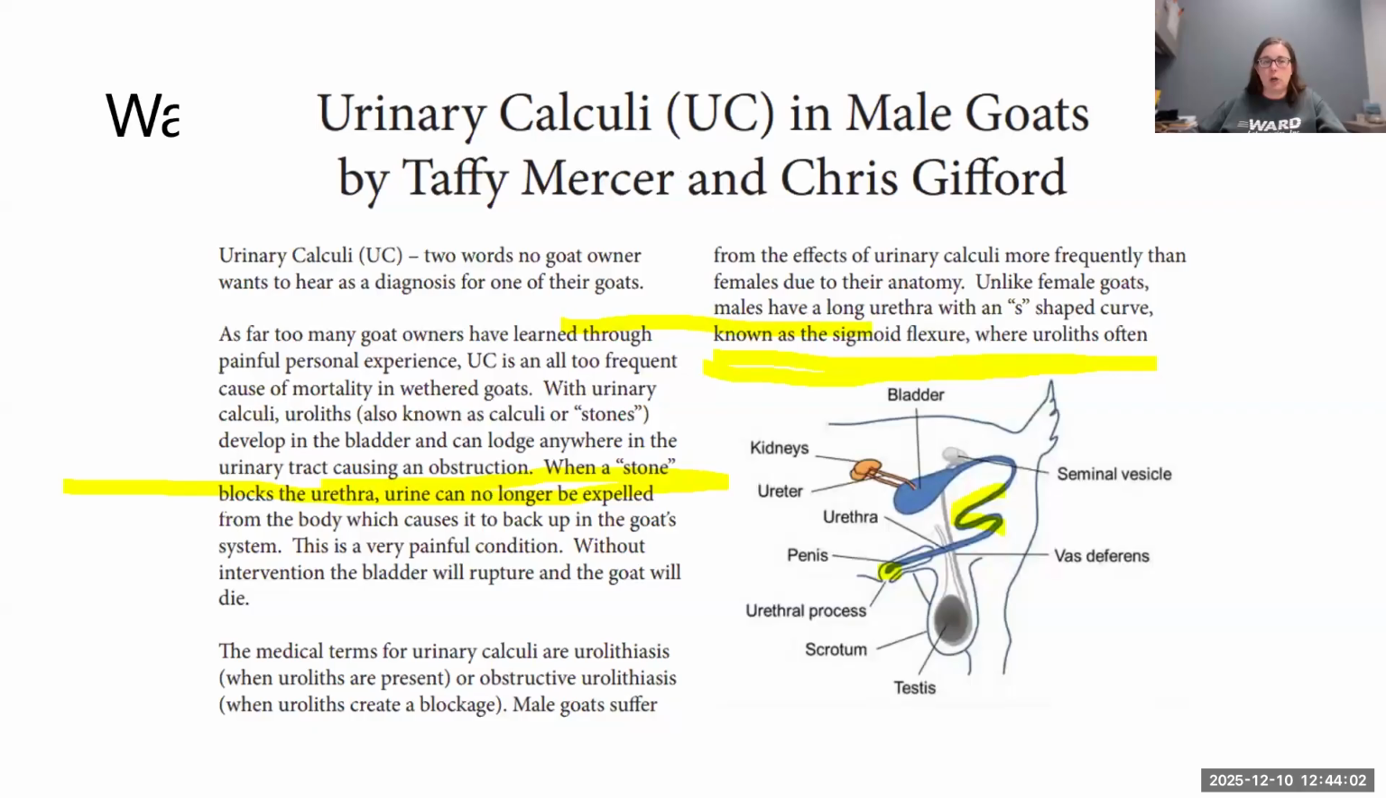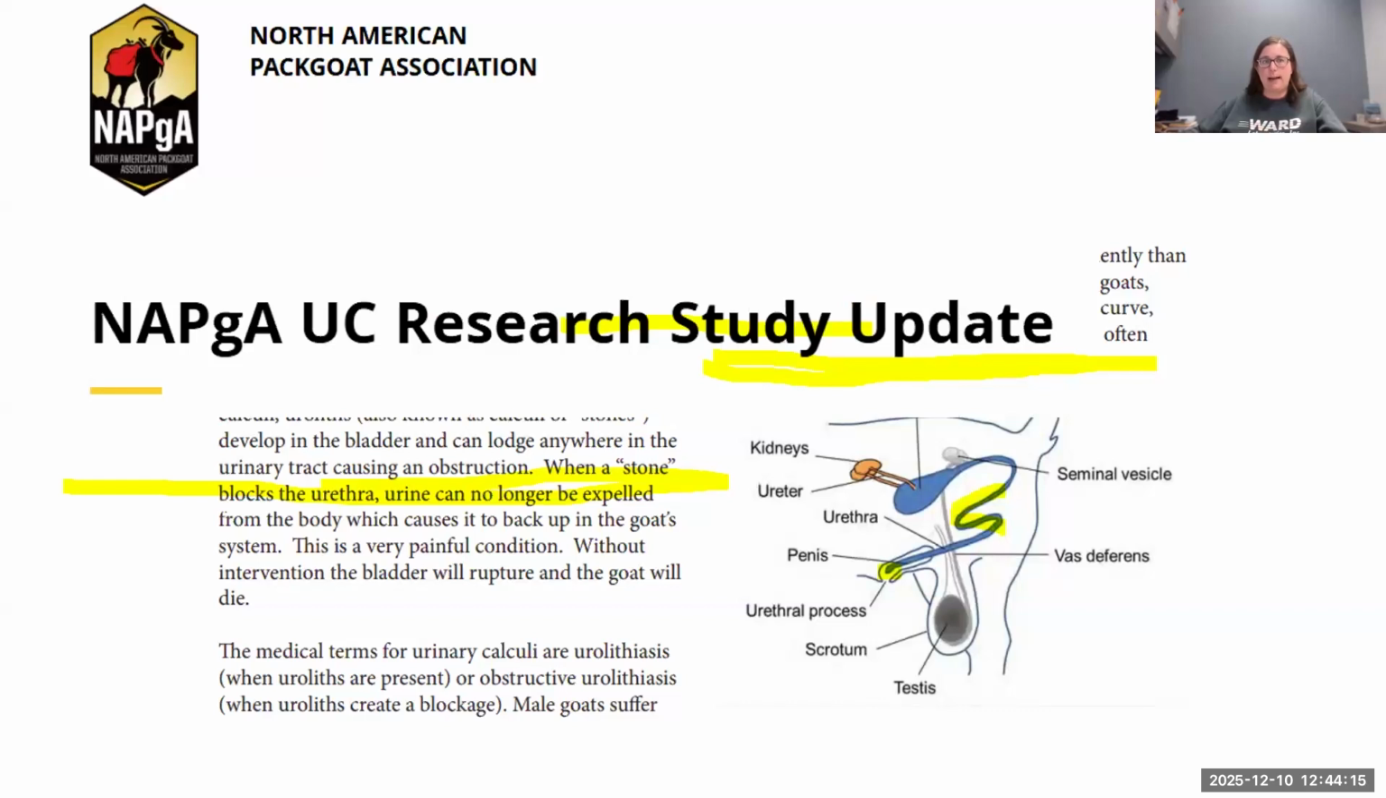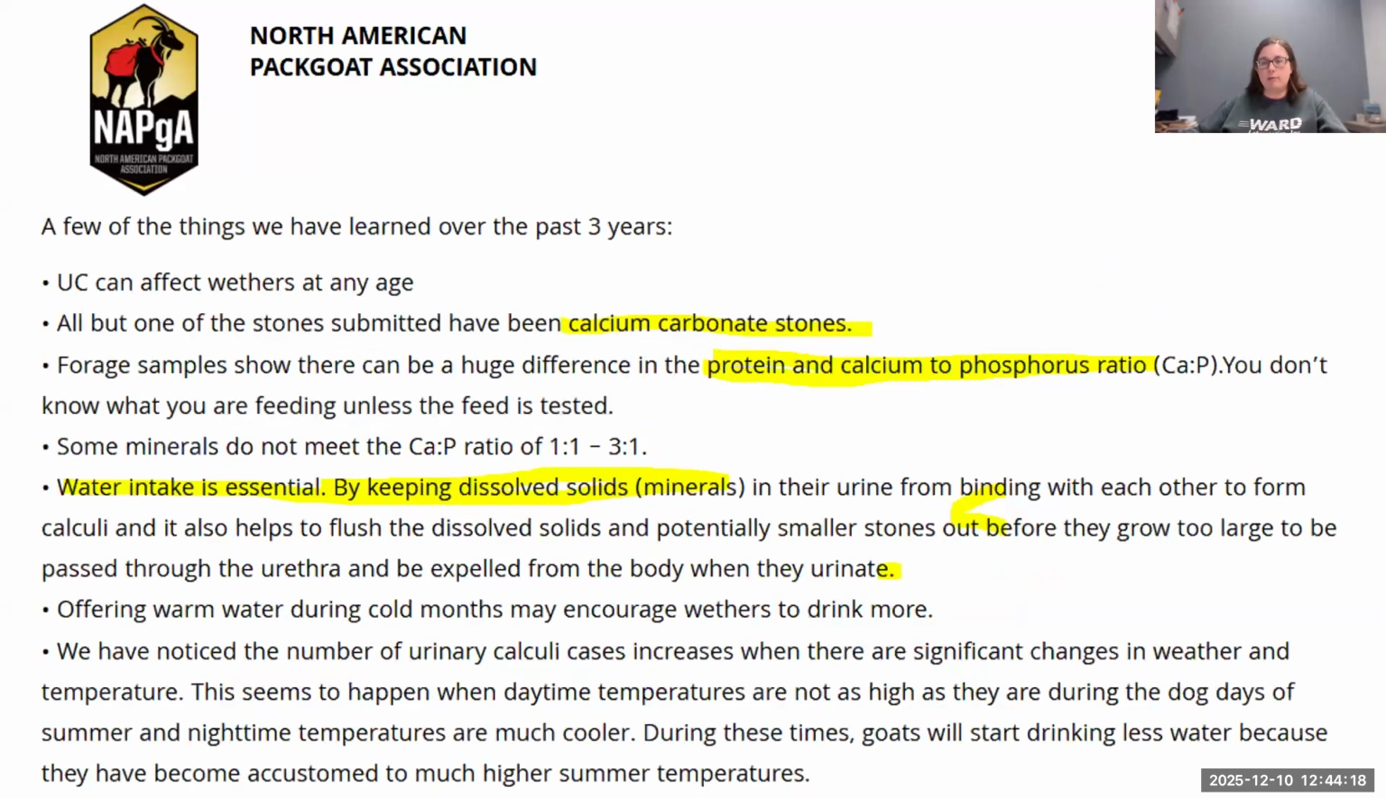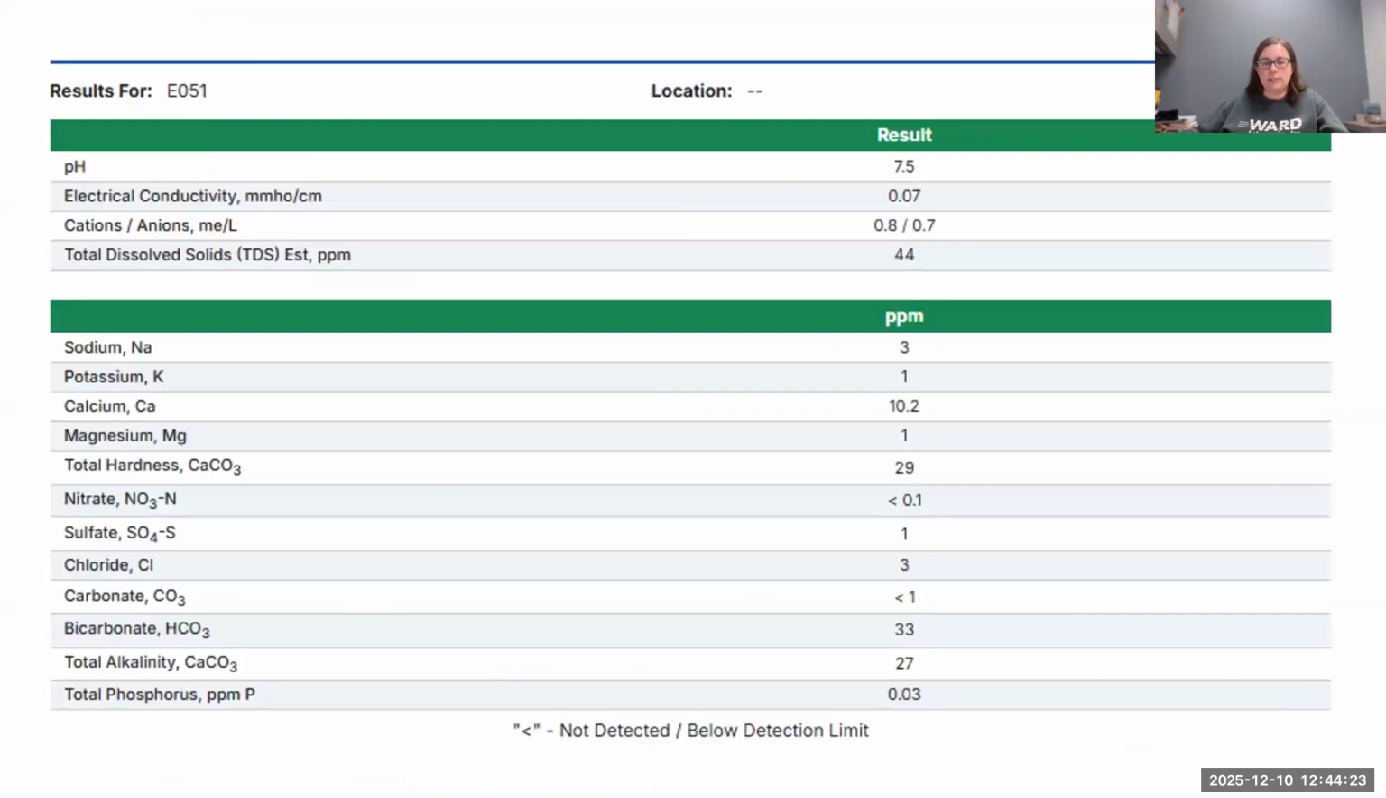This original article that I shared here was written by Chris Gifford and Taffy Mercer. They've been great to work with. I believe it was in Goat People magazine. But you can find it on the North American Pack Goat Association website, as well as more information about the study and who's involved and what they're all doing. So it's really interesting stuff, and we've had a great time working with them and analyzing their samples for them. And we've even had one producer bring his sample in person so he could tour the lab. And I've done a lot of consulting with different goat people because of this.